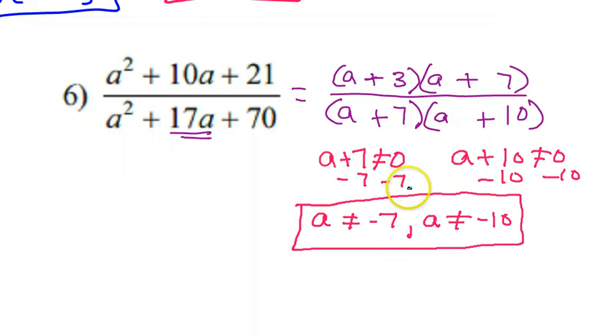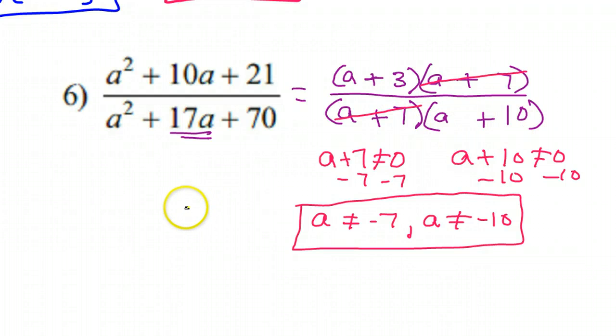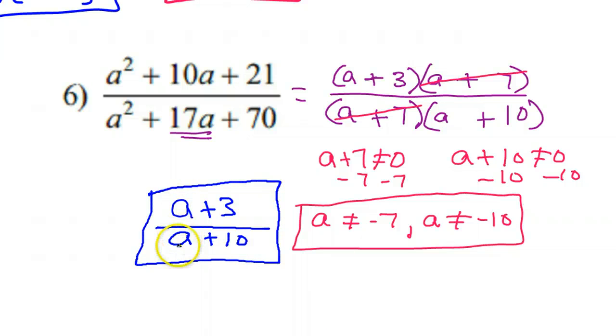Now, let's talk about the simplified form of this. All that's left to do is cancel out the a plus 7s, which are the same factor. That is going to leave a plus 3 over a plus 10. And that is the final answer. Please do not think you can cancel out these a's. When things are connected by addition or subtraction, you can't cancel them out. That doesn't make any sense. So that's it, a plus 3 over a plus 10, and these are the restricted values, the excluded values.